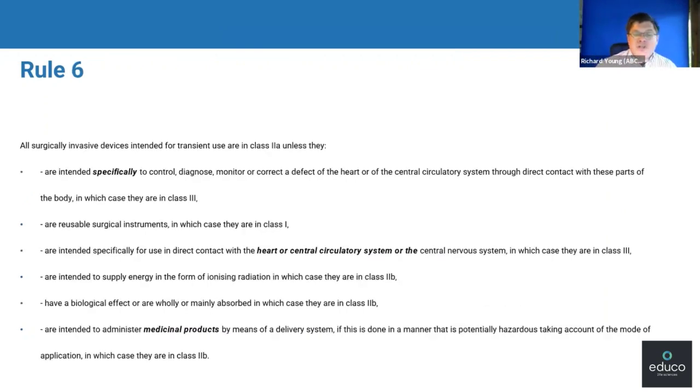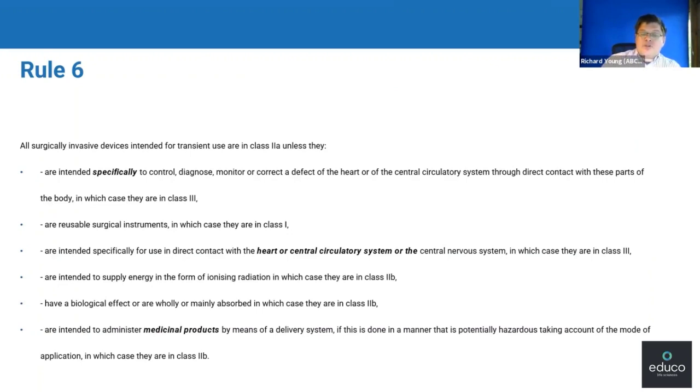Rule 6 is talking about surgically invasive devices. And it's saying here's the top one here, the class 3s. Things that are intended to diagnose, monitor, or correct a defect of the heart or the central circulatory system. They're class 3 products because they've got that really invasive critical contact with the patient. Reusable surgical instruments are class 1s. We've already discussed them.